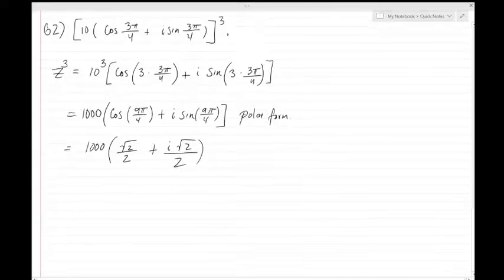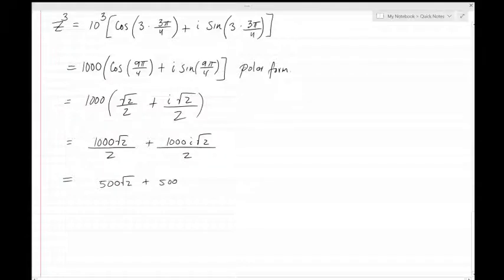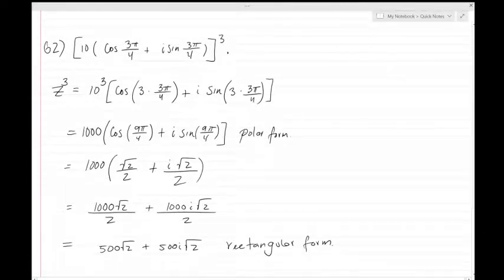Okay, so then we distribute the 1000 inside of there, and so we have 1000 square root of 2 over 2 plus 1000i square root of 2 over 2, and we can simplify that to 500 square root of 2 plus 500i square root of 2, and this is in rectangular form. Okay, at that point we have completed the complex number being raised to a certain power.